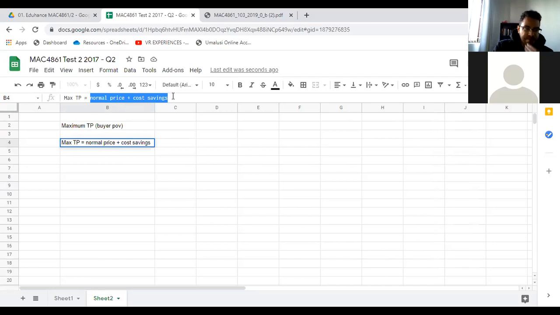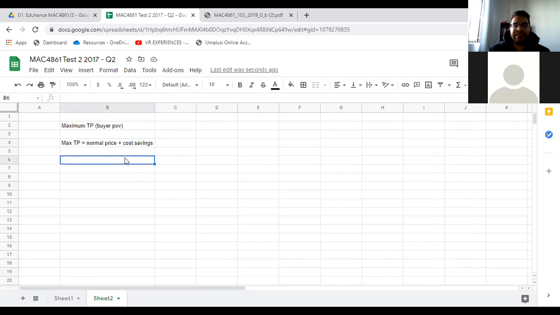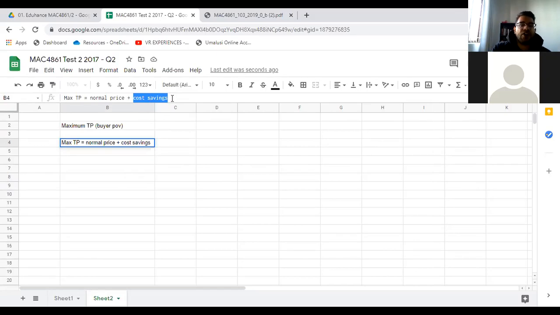So what is that? The normal price is the price that the buying division would get when they go to an outsider, a third party. So the normal price is basically the price that the buying division would pay to a third party in the normal market. The cost saving is any cost that the buying division would save as a result of transacting with the internal company.